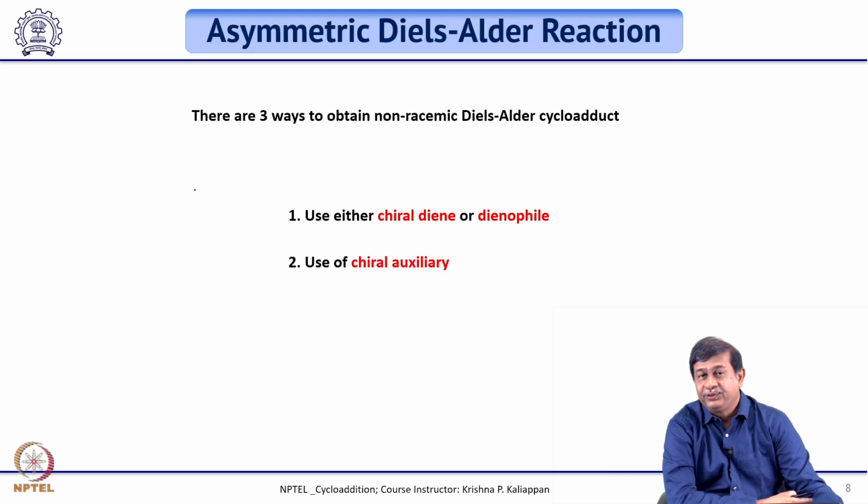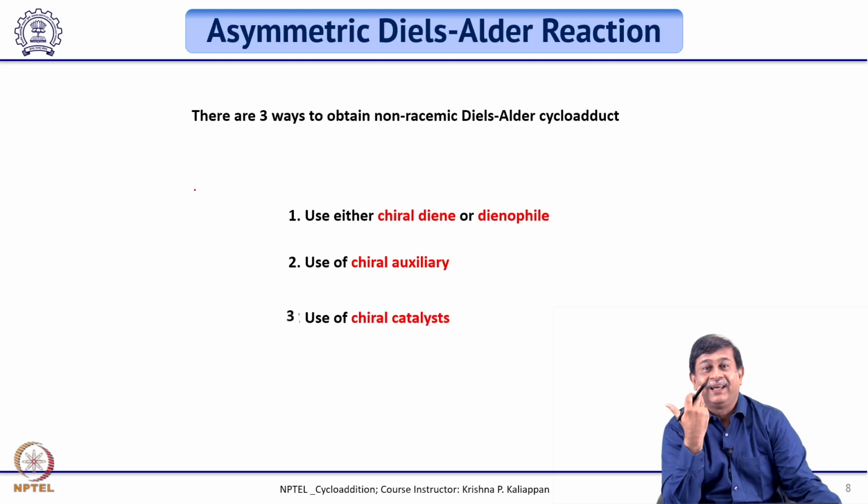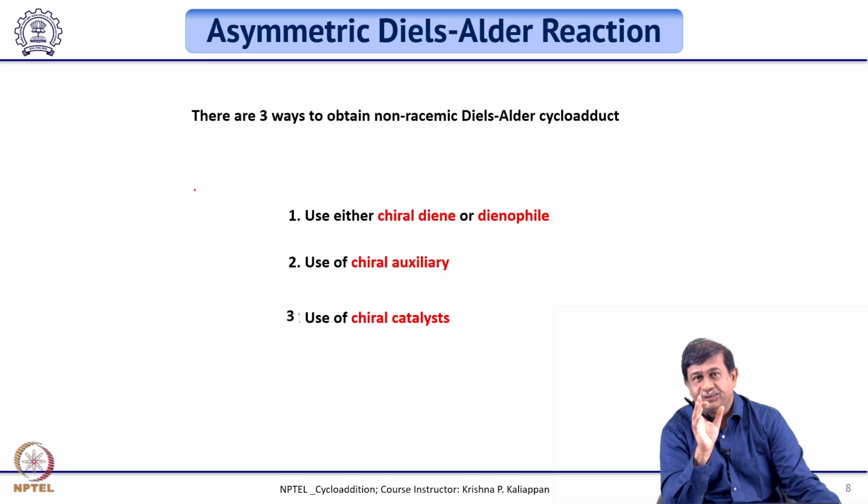Second, you can use a chiral auxiliary. I will come to that a little later, what is a chiral auxiliary, and how a chiral auxiliary plays a very important role not only in asymmetric Diels-Alder reaction, but also in other asymmetric reactions. The third one is you can also use a chiral catalyst. The difference between a chiral auxiliary and a chiral catalyst is, in the case of a chiral auxiliary, you have to use a stoichiometric amount, whereas in the case of a chiral catalyst, you have to use only a few mole percent in Diels-Alder.